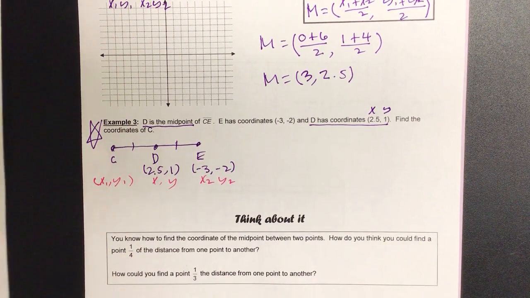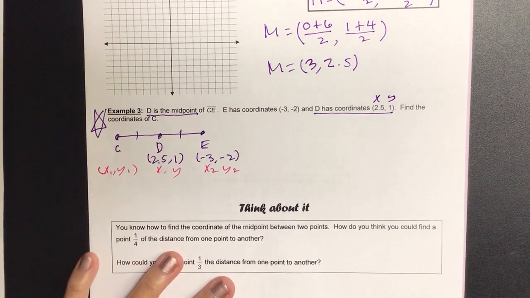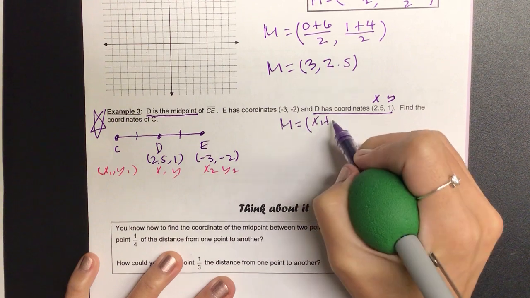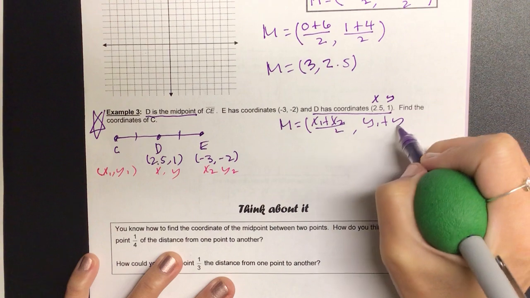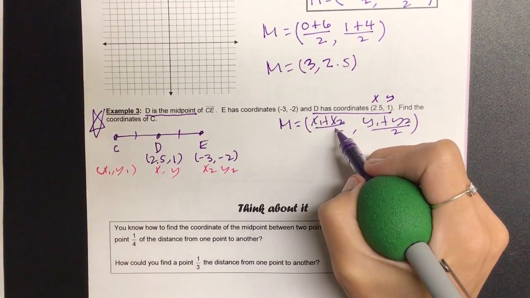So we have to kind of go backwards on this one. The first thing we must do is write out the what? Formula. So we have the average of the x's and the average of the y's. My 2's are so pretty.